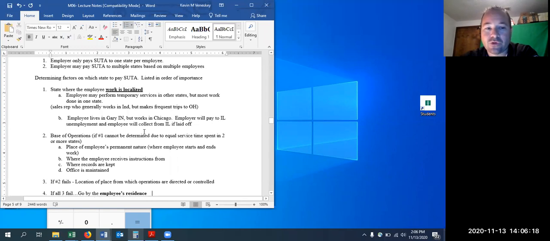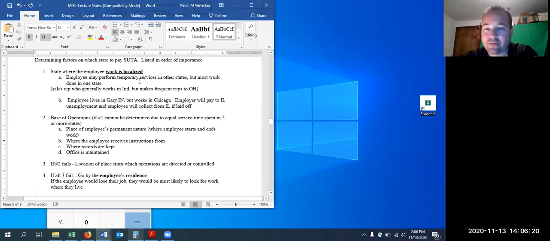Now, if you don't really have one area that you're in most of the time, then you have to come down here to step 2. This one is especially the case if you're not in any one area or you have equal time in different states. Then you come down here to the place of the employee's permanent base. Where do they come back to at the end of the day and start their day? That's where their unemployment is going to go.